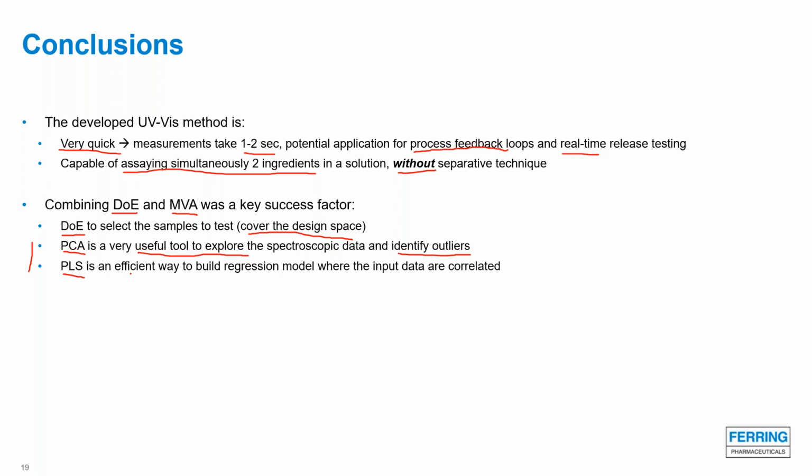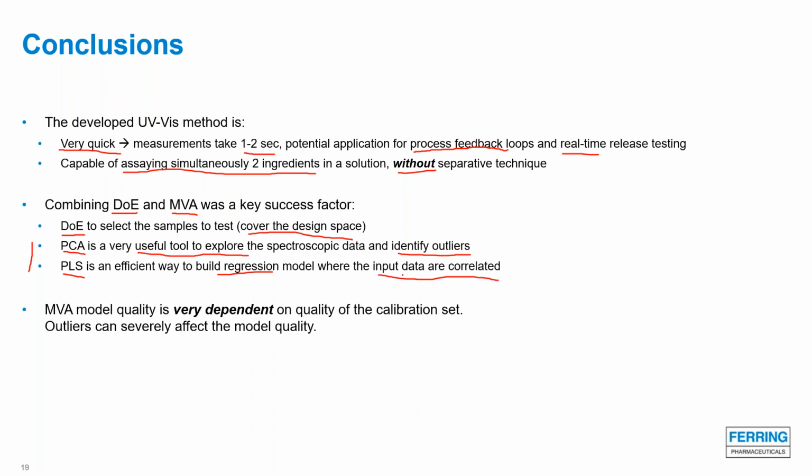The PLS is an efficient way to build regression when the input data are correlated, because it will actually recognize these correlations and combine them, summarize them into the latent variable that we have been discussing, and thereby making the model much more robust and much more useful.